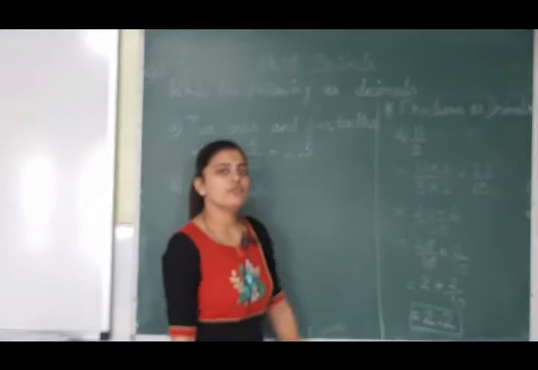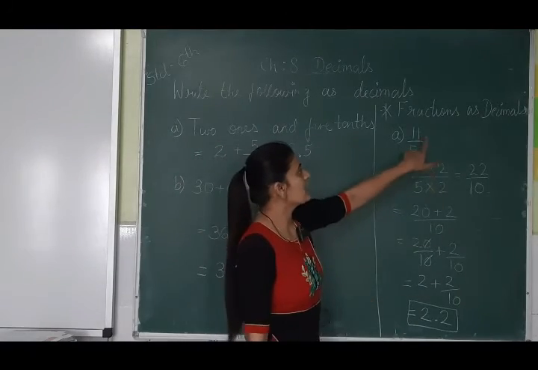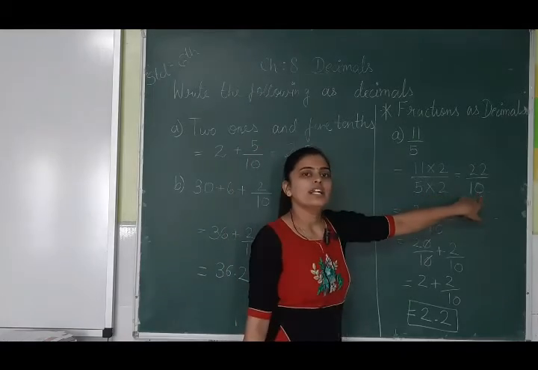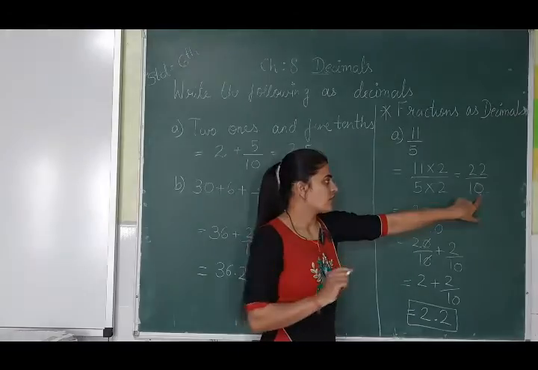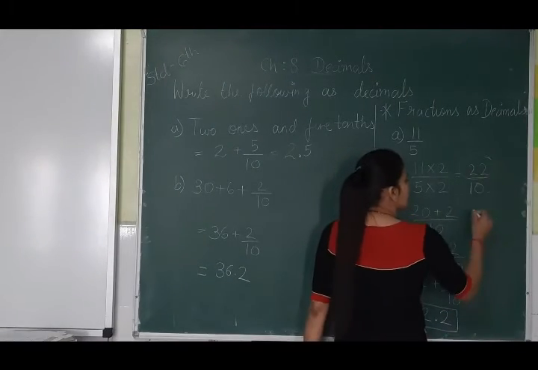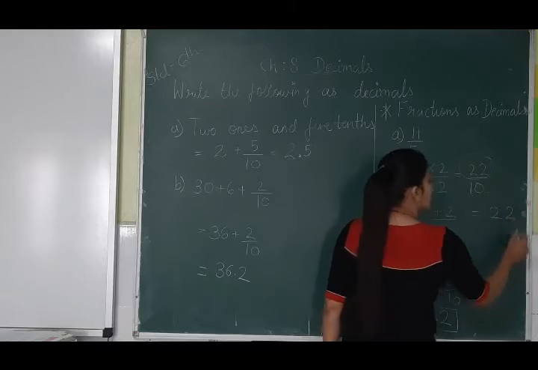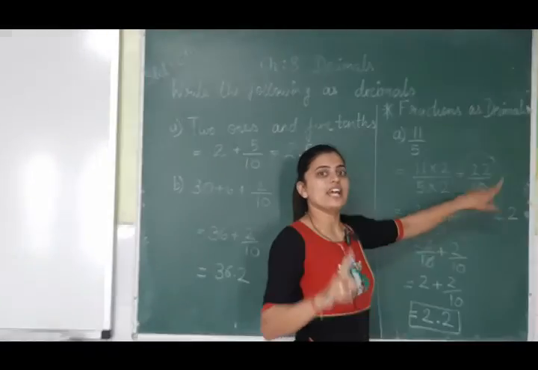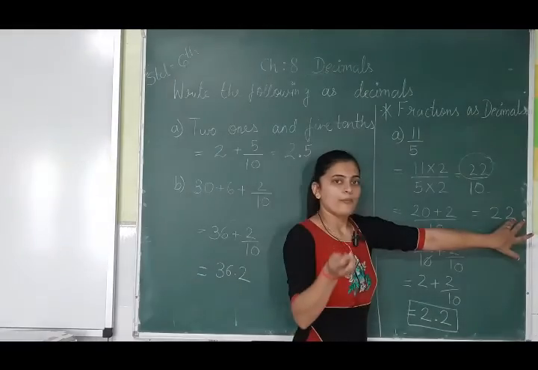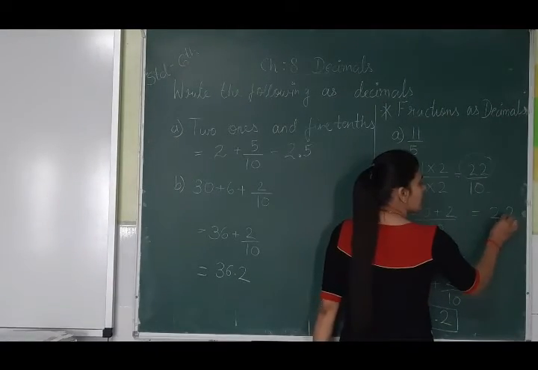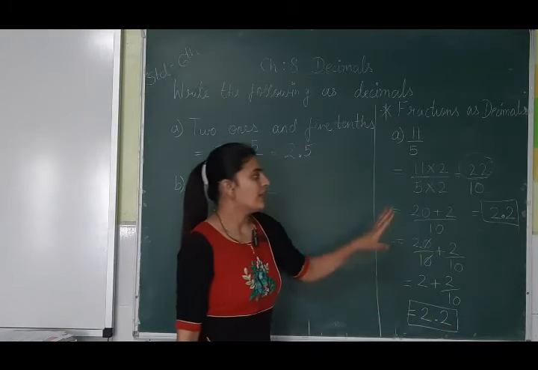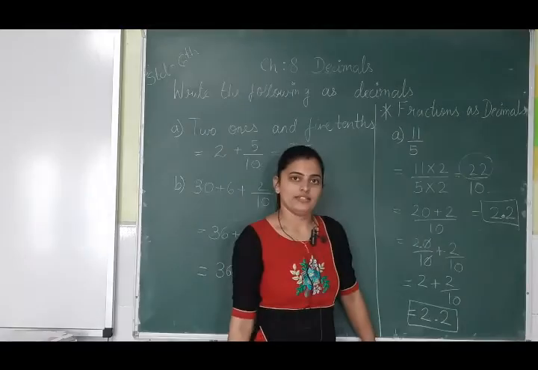Now directly, if you want to find out the answer, here you can see 11 by 5. Now 5 multiplied by 2 is 10. Here we have 10 as a denominator. So directly you can write down that this 22 is there. That 22 we will write down. Now here 10 is there, that means after the point only one digit should be there. So if 2 is after the point, then where will the point be? The point will be over here. So directly you will get the answer as 2.2. But in the exam you have to show this method.